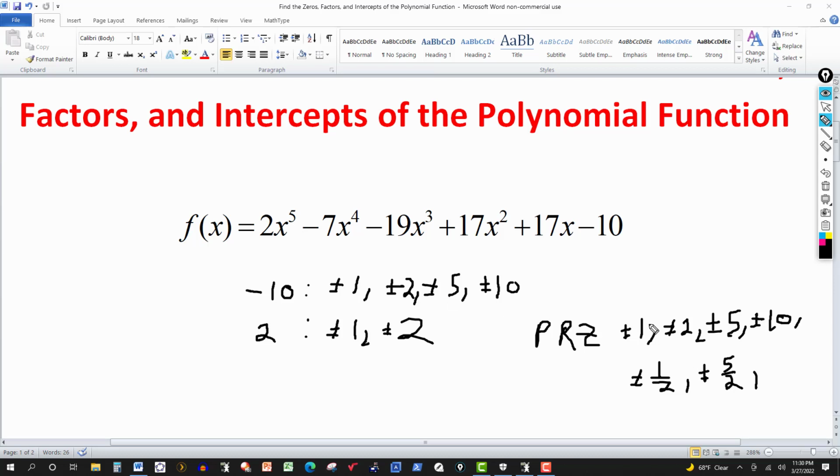So what we would do is just pick one and plug it in for x. Does it give me 0? Then it would be a zero. Then the next one, and so on. I'm going to start with the integers.